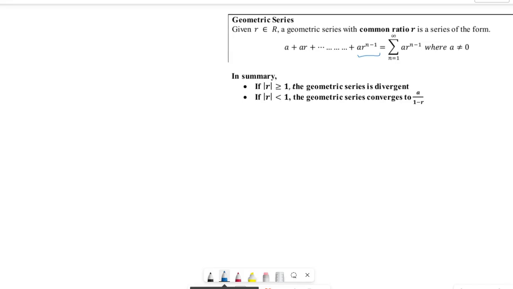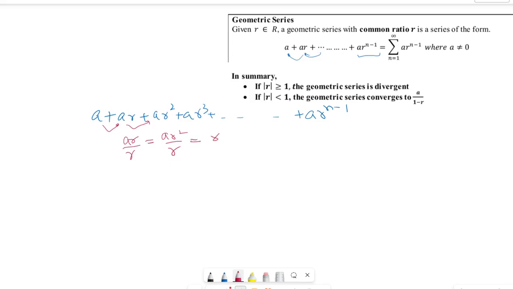What does that mean? You notice that every term is being multiplied from the previous term by an R. So it's going to look like A plus AR plus AR square plus AR cube and so on. And the generic term is A times R power n minus 1. So you guys notice what's happening? Each term is multiplied from the previous term by an R. Or you can say, if you take a ratio of each term to the previous term, the ratio will always be equal to R. And that is called the common ratio.